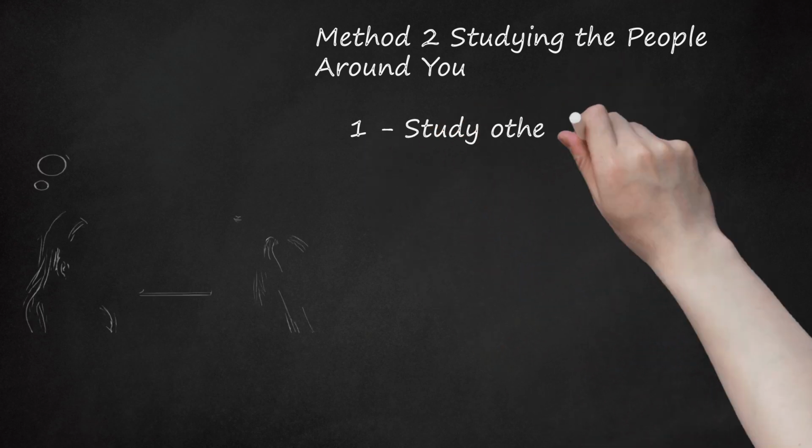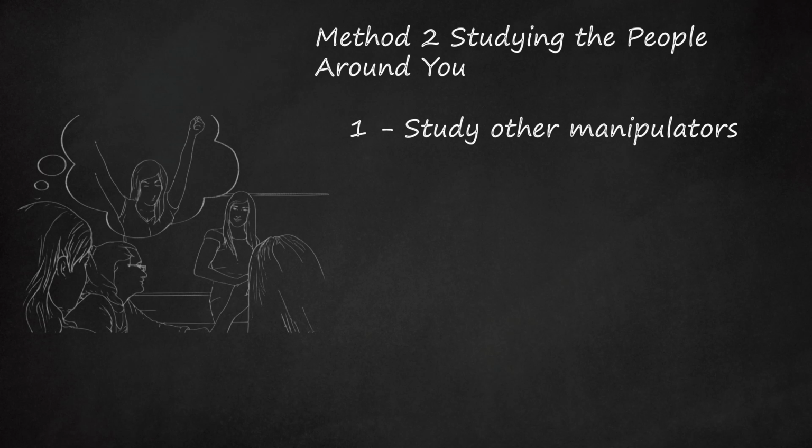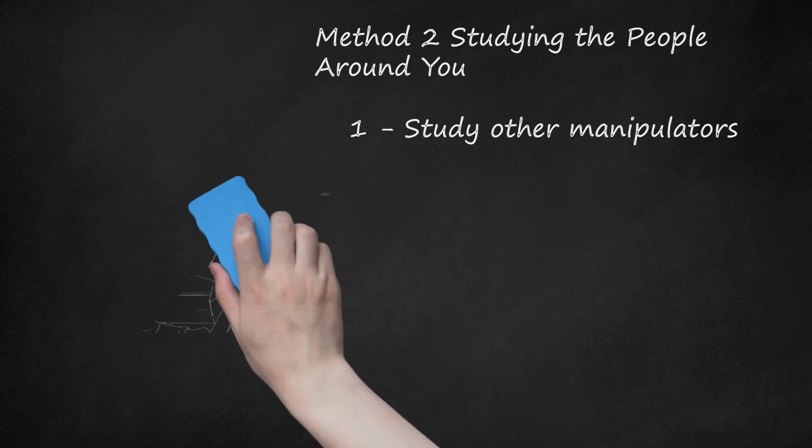Method 2: Studying the people around you. 1. Study other manipulators. If you find out someone has been practicing mind games on you, or someone you know, and has done it well, figure out what made that person so successful. Study their mannerisms and words to figure out their technique.